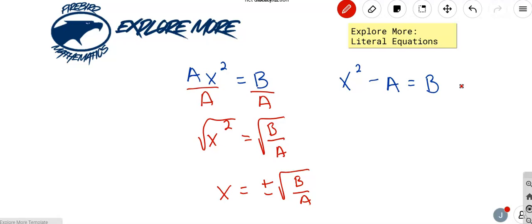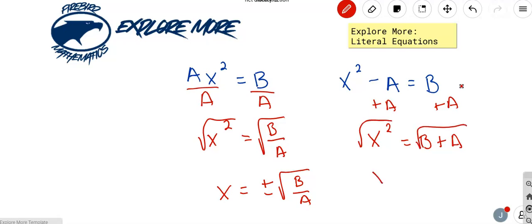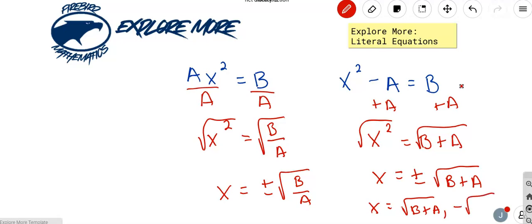Okay? Or in this one over on the right, we would start by adding a to both sides. So this would be x squared equals b plus a. And then do the inverse of squaring, which is square root. And so we would end up with plus or minus the square root of b plus a. And remember, this is really 2 separate answers, right? It's the positive square root of b plus a, but also the negative square root of b plus a.